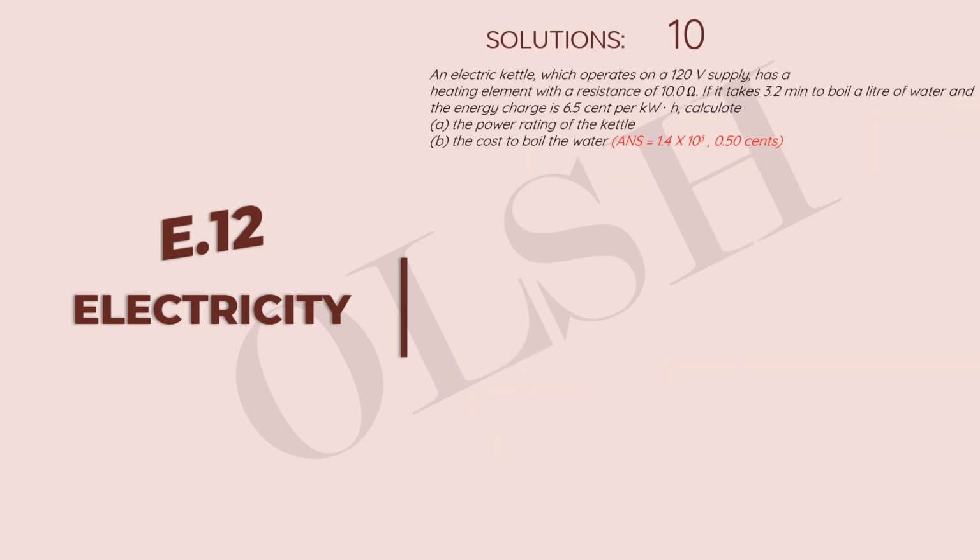Number 10. An electric kettle which operates on a 120 volt supply has a heating element with a resistance of 10 ohms. If it takes 3.2 minutes to boil a liter of water and the energy charge is 6.5 cents per kilowatt hour, 1. calculate the power rating of the kettle. 2. Calculate the cost to boil the water.